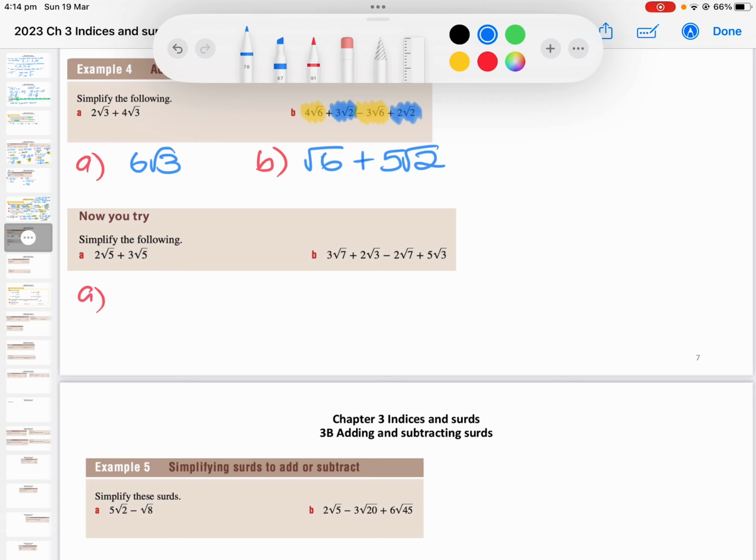Okay, so for A, 2 root 5 plus 3 root 5 is 5 root 5. And for B, we'll do the like terms. We've got the root 7s. 3 root 7 minus 2 root 7 is just 1 root 7 or root 7. And then I'm going to do 2 root 3 plus 5 root 3, which is 7 root 3.